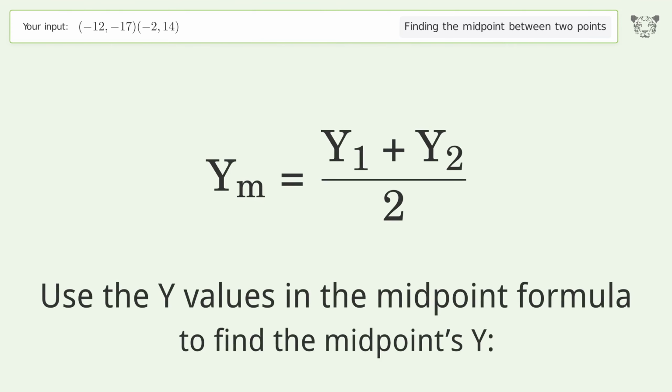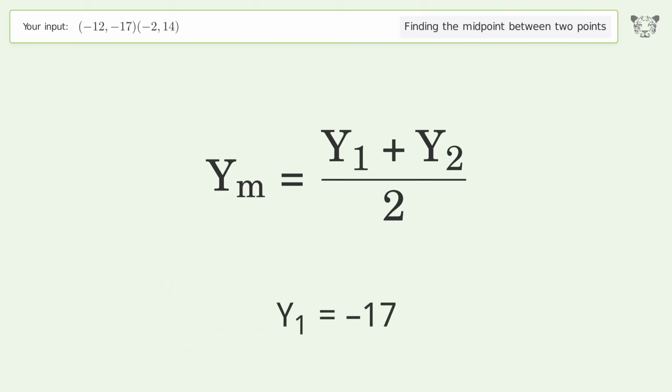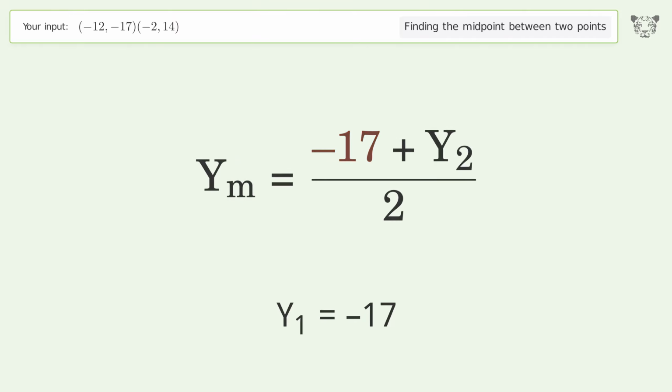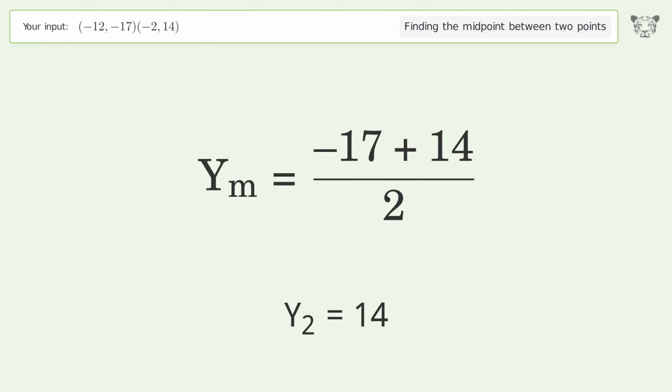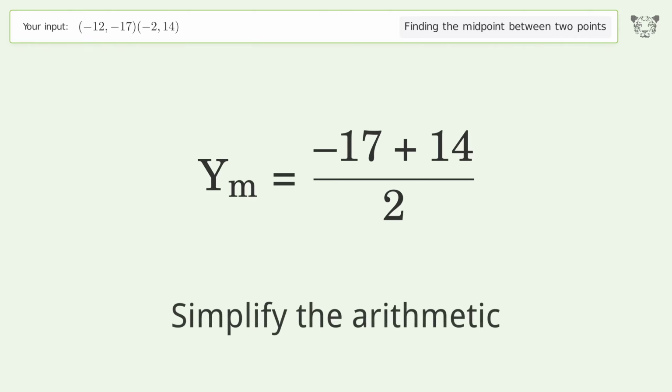Use the y values in the midpoint formula to find the midpoints y. y1 equals -17. y2 equals 14. Simplify the arithmetic.